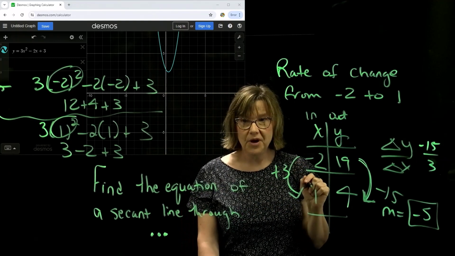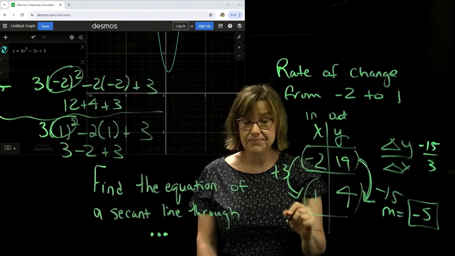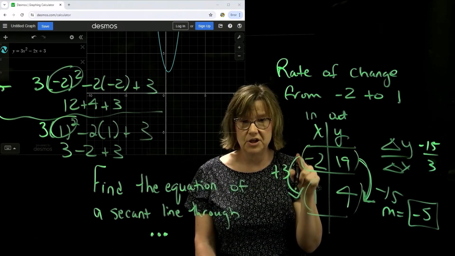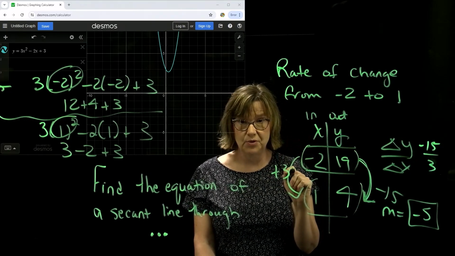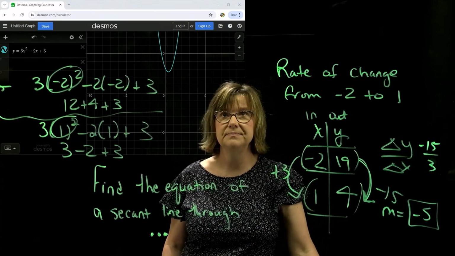So I'm going to pause for a second. I'm going to plot. These are our 2 points. I'm going to plot them so we can see where we want our line to go. And then we'll focus on trying to find the equation of that line. All right, I'll be back in just a second. I'm going to pause.